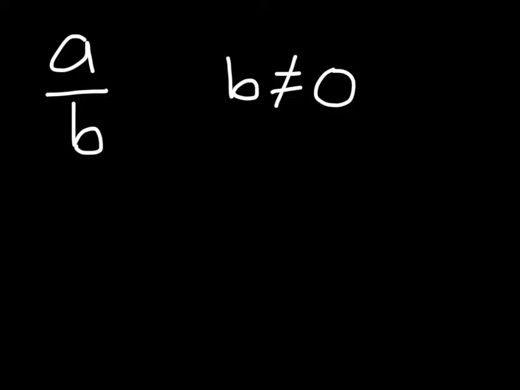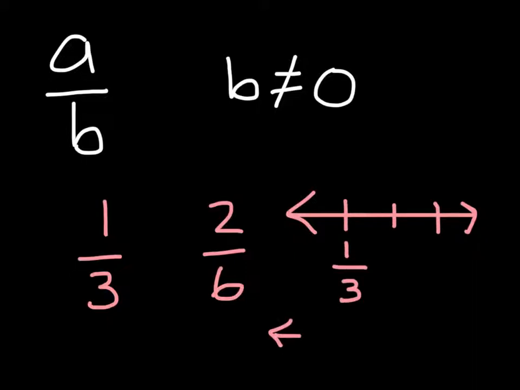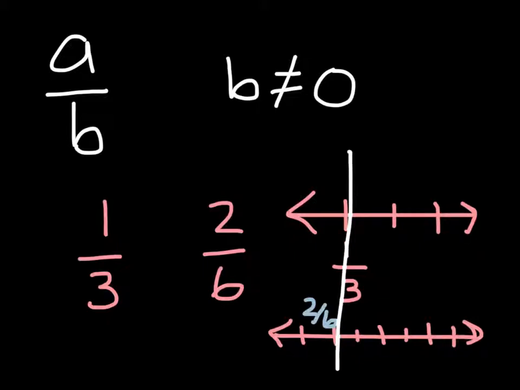Two fractions that represent the same number are called equivalent fractions. An example of an equivalent fraction would be 1/3 and 2/6. These each represent the exact same quantity when drawn on a number line. For example, we could graph 1/3 like this, and 2/6 would fall in the same place. Sorry, I ran out of room. So we can see that they're at exactly the same spot on the number line. They are equivalent.